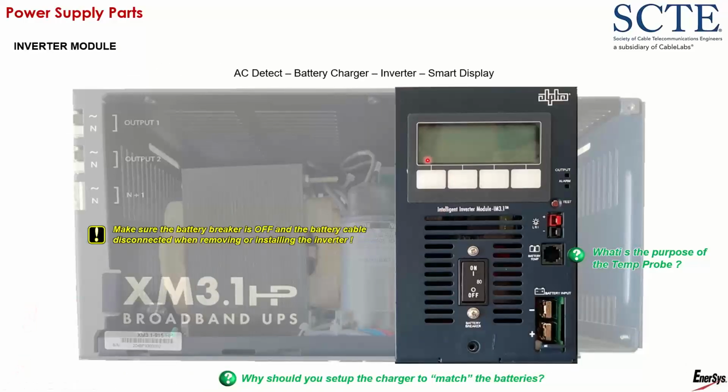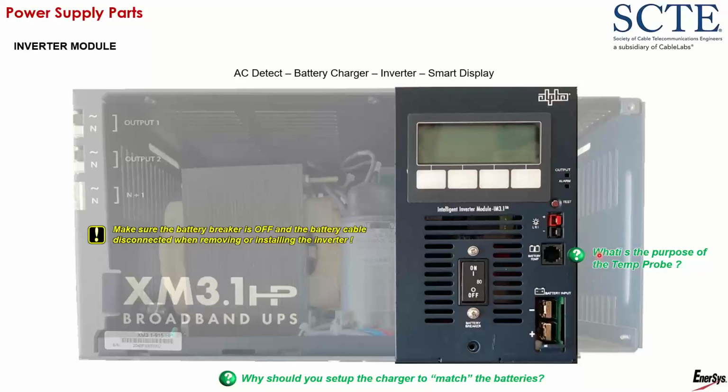The inverter module. So the inverter module has my AC detect circuit, so it has my brains in it, which again are powered by the batteries. It has the battery charger in it. So if you get a battery charger alarm on your smart display, that basically means you need to replace the inverter. It also is the inverter, of course. It's the device that changes the DC voltage to AC voltage when we're operating off the batteries. And it has my smart display within it.